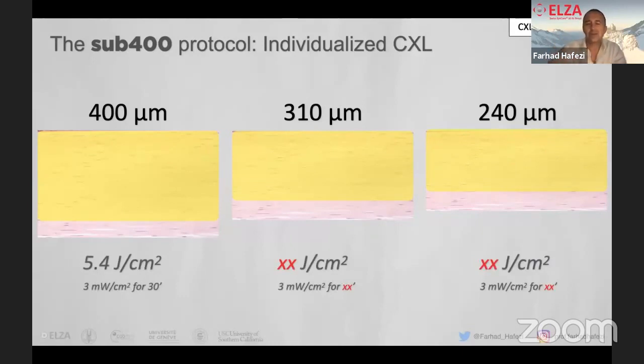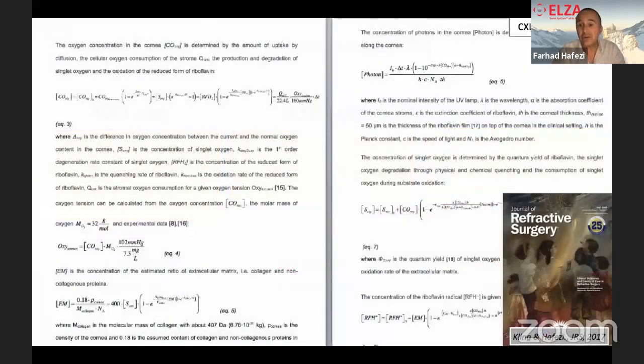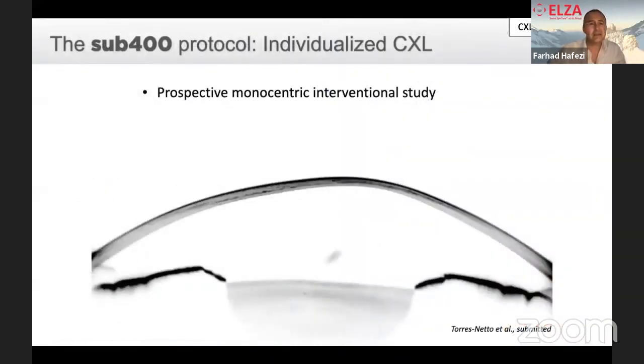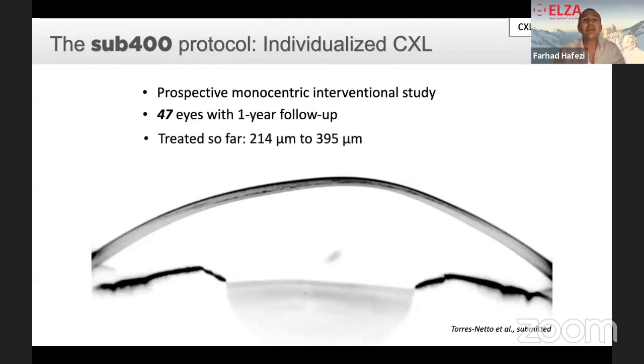We've been working on this since 2015. We have published the algorithm in 2017, so this is public knowledge. And we are presenting our data at this year's ESCRS. We have performed a prospective monocentric study with 47 eyes and 1-year follow-up. The thinnest we've treated was 214 microns. Extreme cases of Kmax readings of 80 diopters and more. No endothelium decompensation, no damage, and a demarcation line exactly where we need it. So this is the exciting news for keratoconus treatment.